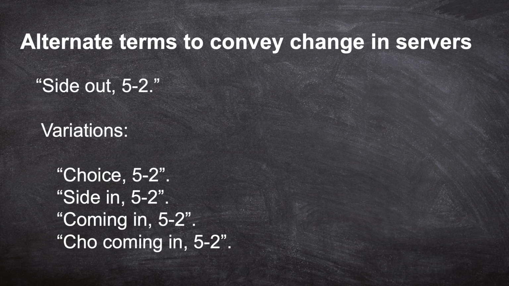Coming in, 5-2. Choi, coming in, 5-2. We've only looked at one term, side out. If you like choice, use it all the time. If you like side out, stay with it. Do not mix and match. The spectators are also a consideration. We should make the experience understandable and easy to follow. Whatever you do, being consistent will be seen as competence.